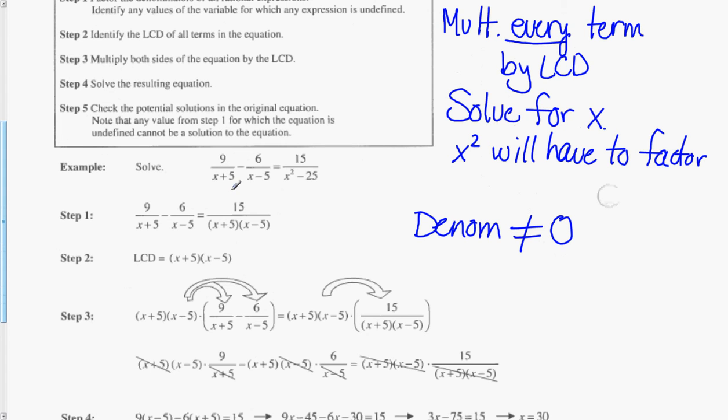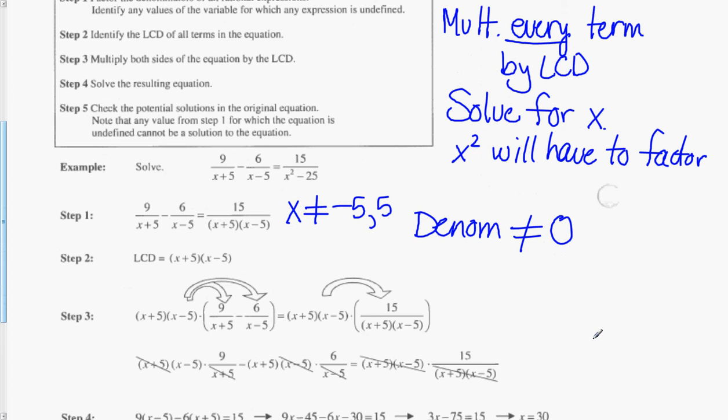So I look at the beginning, like for instance, in this first example that they worked for you, I've got an x plus 5 and an x minus 5 in denominators. So the number that would make x plus 5 equal to 0 would be a negative 5. So if I get that for an answer, I can't use it. In the second fraction, I've got x minus 5. So if that were a positive 5, that would be a 0. So I can't use negative 5 and 5.